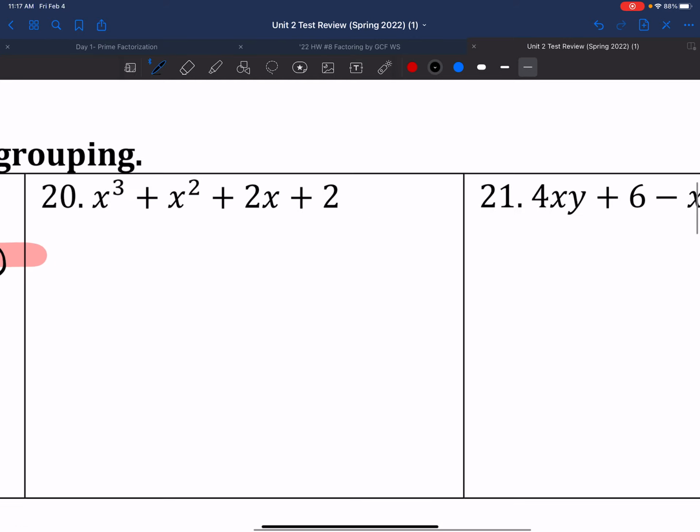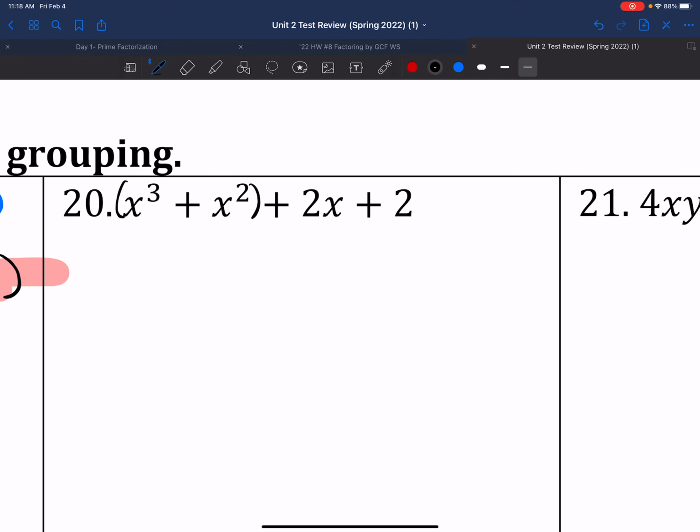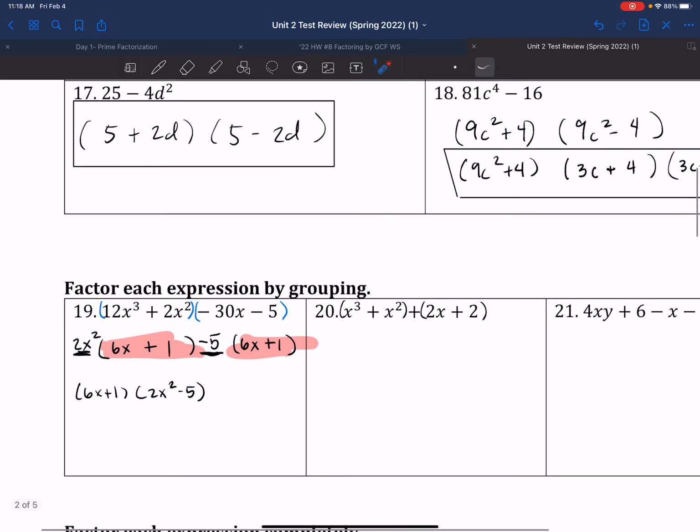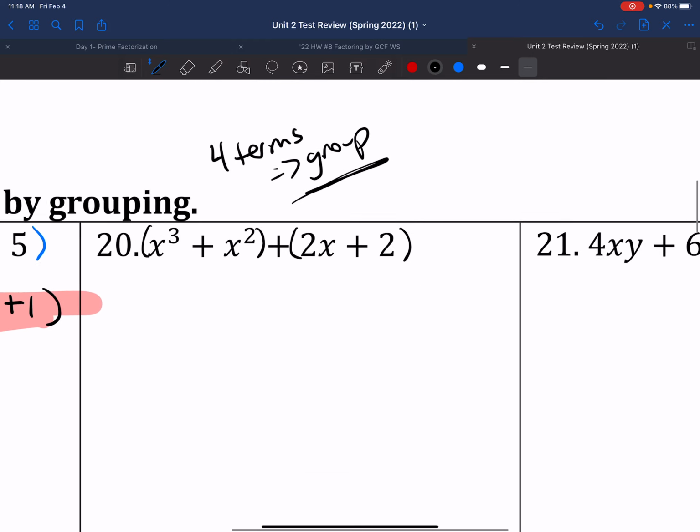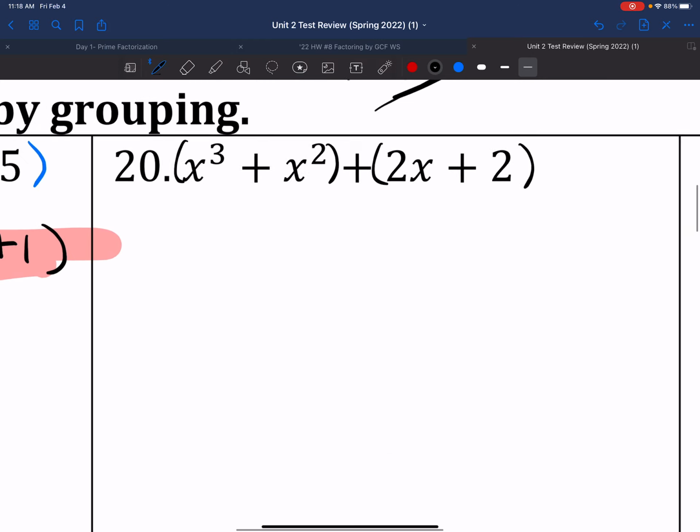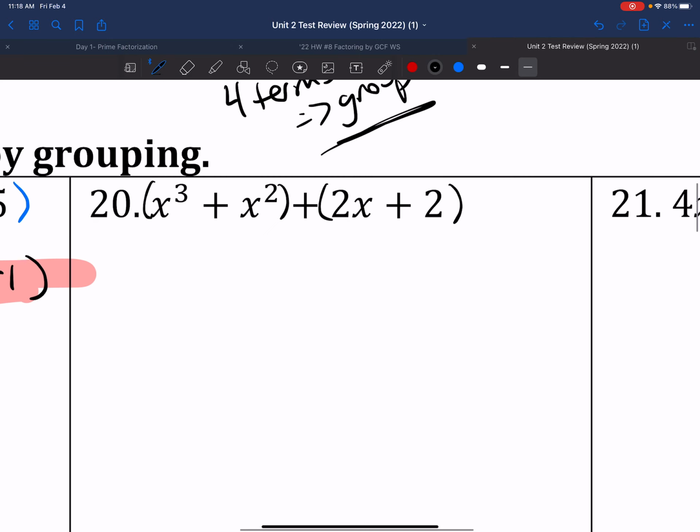Take a look at this one. Put those parentheses. Now remember, I don't care if there's a plus sign. It doesn't matter. Oh, let me go ahead and just tell you that if you have 4 terms, you got to make sure that you group. I think I should have said that at the beginning.